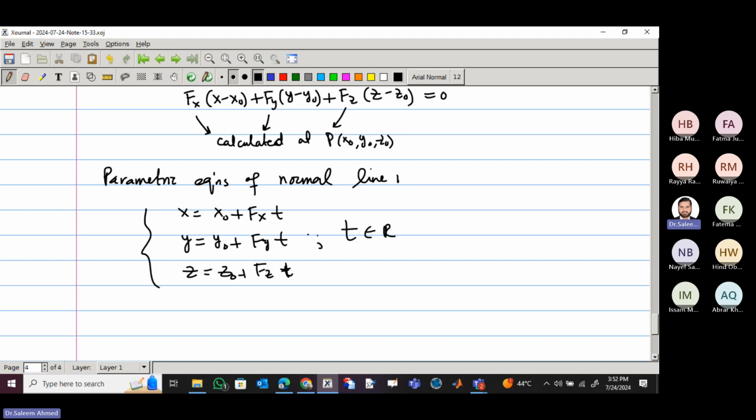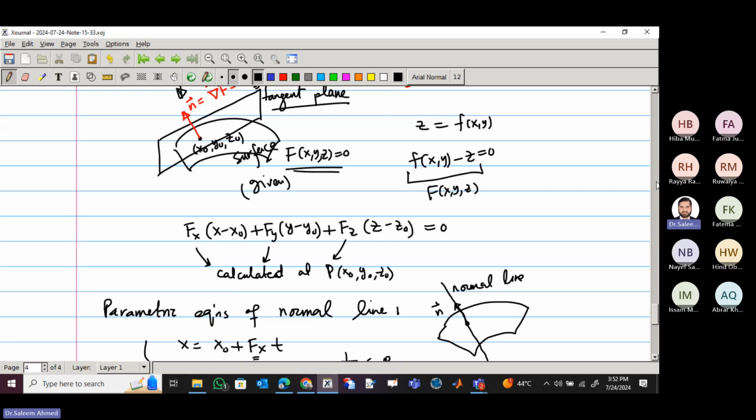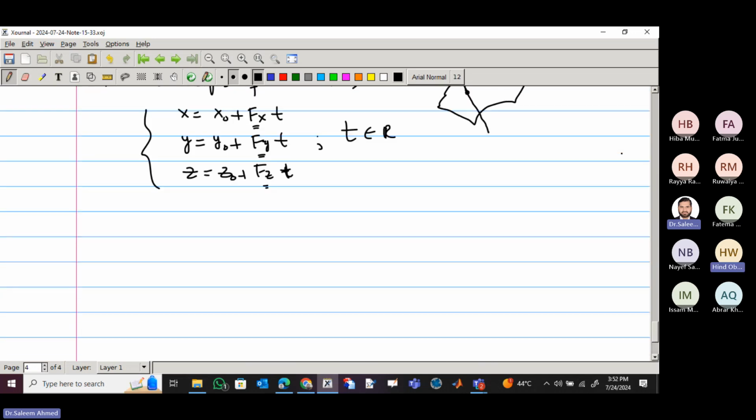So this is if any surface is given, and at any point you want to find the equation of the normal line. This is the equation of the normal line, because you know that the normal line has the same direction vector as n. That's why I used the components of n: fx, fy, fz. Very simple questions from chapter 13.7.